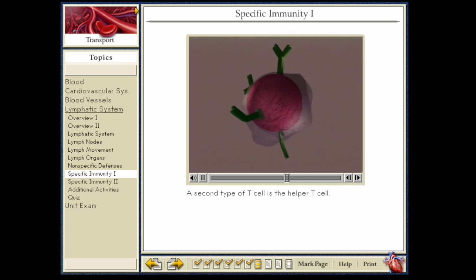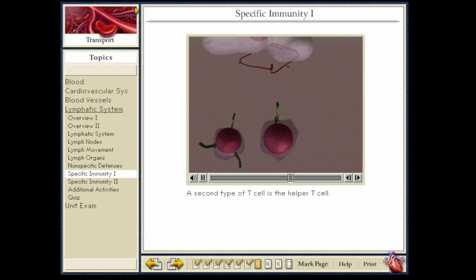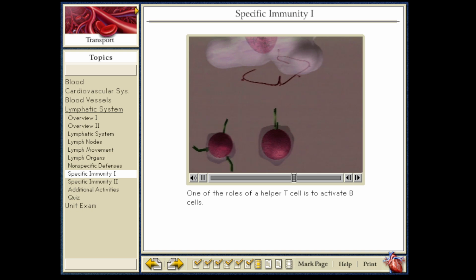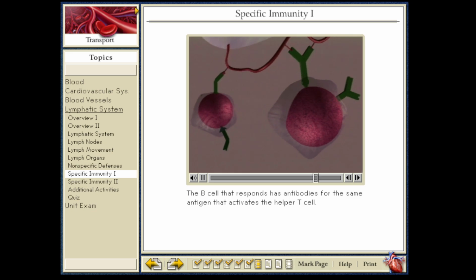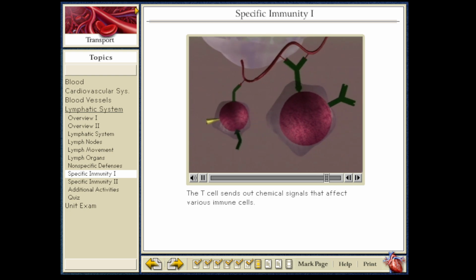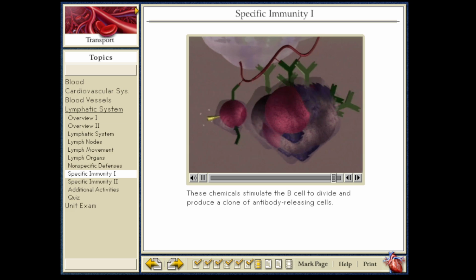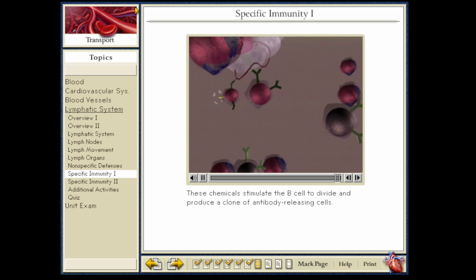A second type of T cell is the helper T cell. One of the roles of a helper T cell is to activate B cells. At the top of the screen, a phagocytic white blood cell is presenting antigen from a pathogen it has engulfed. The B cell that responds has antibodies for the same antigen that activates the helper T cell. The T cell sends out chemical signals that affect various immune cells. These chemicals stimulate the B cell to divide and produce a clone of antibody-releasing cells.